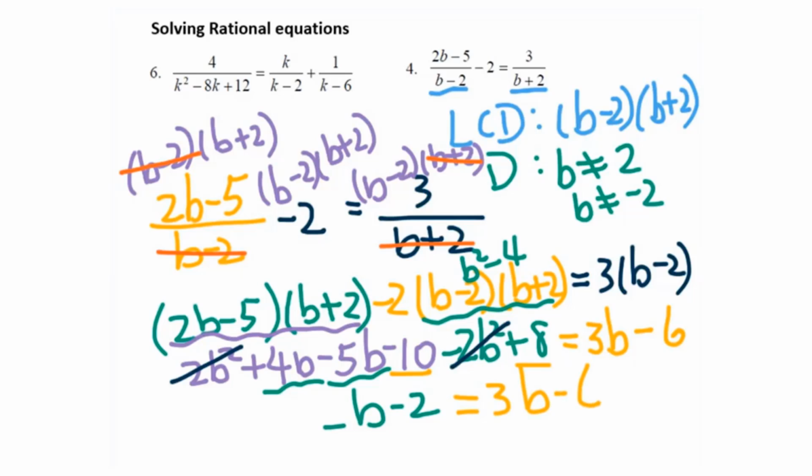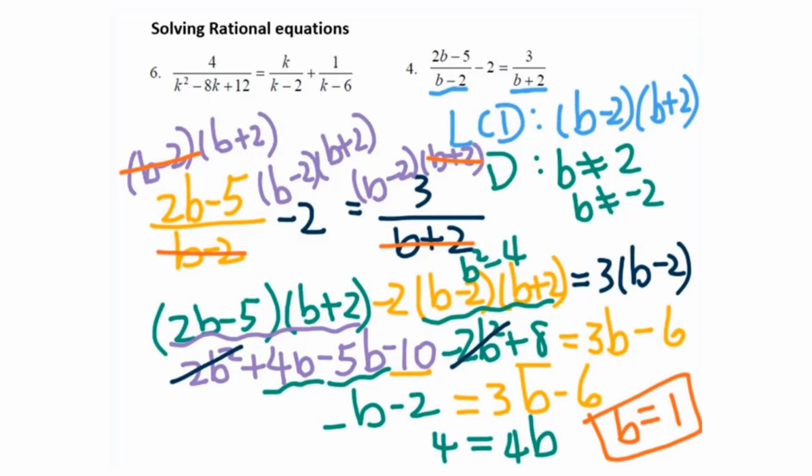Then you get -b minus 2 equals 3b minus 6. This is a linear function, so we isolate the variable on one side. Add b both sides, you got 4b equals. Then add 6 both sides, you got 4. Therefore, divide by 4, you will get b equals 1. Then check the domain. Domain is b cannot be positive 2 and -2. In other words, b equals 1 will be the solution to this equation.